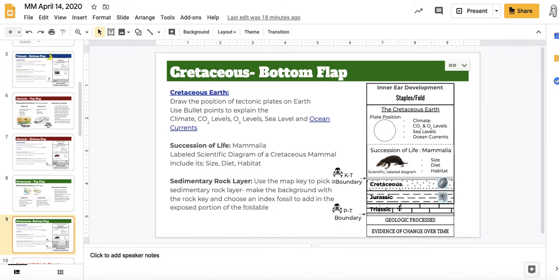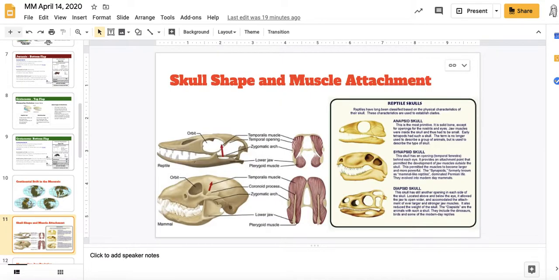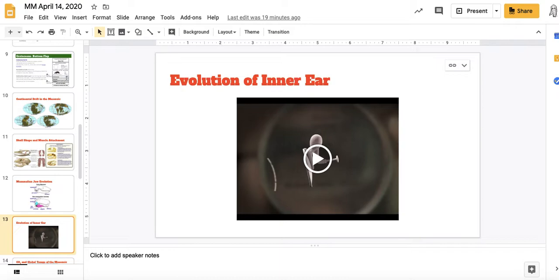Don't forget, at this point, you should have the flaps labeled. You should have a sedimentary rock layer key drawn in and an index fossil selected and drawn for each of those. You'll also want to have your boundaries for the mass extinctions that started the Mesozoic era and ended the Mesozoic era. And we've given you some additional slides to address that part of your foldable on the bottom, such as the continental drift. We've given you some slides for the top flap.